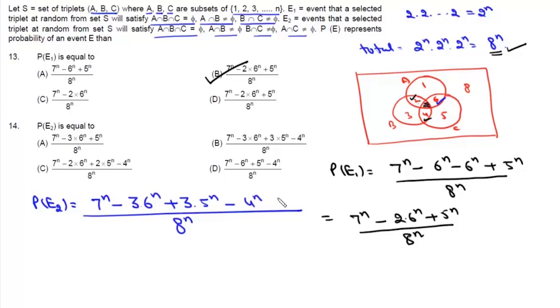So this problem is nothing but a simple inclusion-exclusion problem. So the answer to the second part is 7 to the power n minus 3 into 6 to the power n plus 3 into 5 to the power n minus 4 to the power n, upon 8 to the power n, which again is option B.